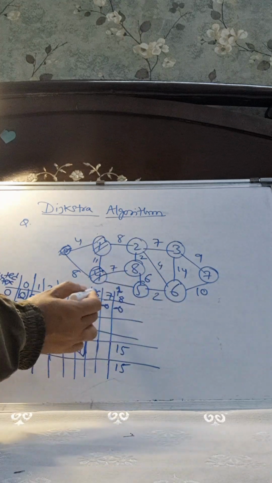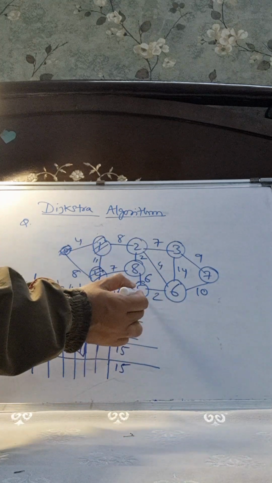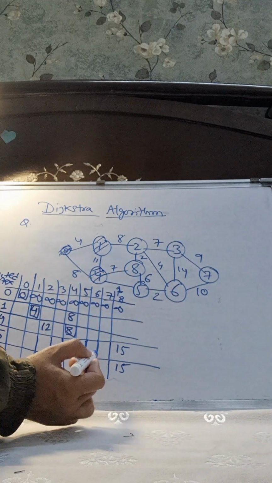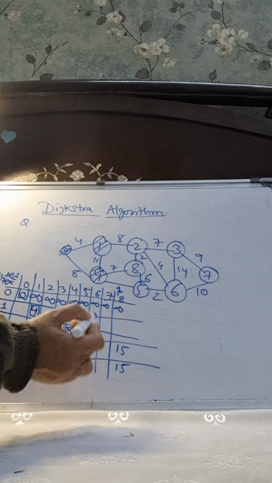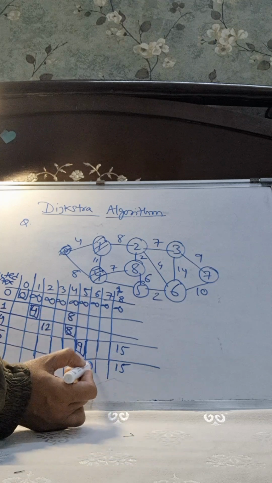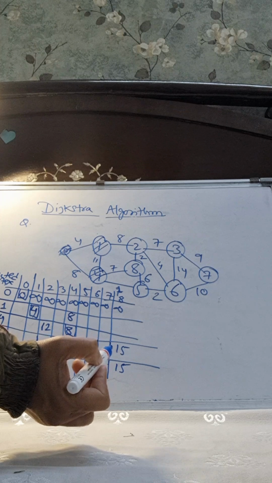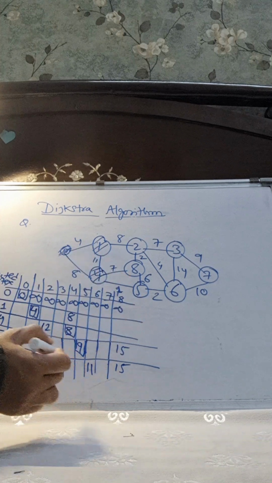From 5, we can go to 6. Right now, the cost of reaching 6 is infinity. Till 5, we have 9 cost. 9 plus 2 is 11. 11 is less than infinity. So the cost of reaching 6 can be updated with the new cost which is less, which is 11.